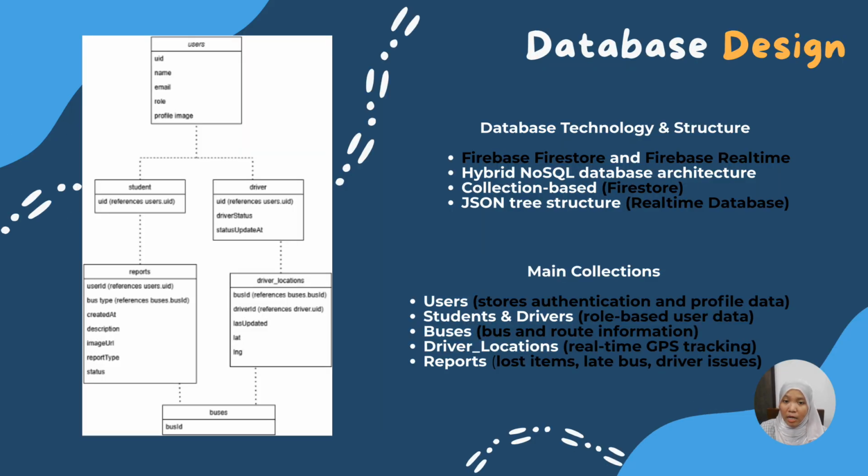Next, this diagram illustrates the database design of our UiTM shuttle bus tracking system. For the database technology and structure, we use Firebase Firestore and Firebase Real-Time Database. It is a hybrid NoSQL database architecture, where Firestore uses a collection-based approach, while the real-time database uses a JSON tree structure approach. The collections from Firestore include users, students, drivers, buses, and reports, while the driver locations come from the real-time database.